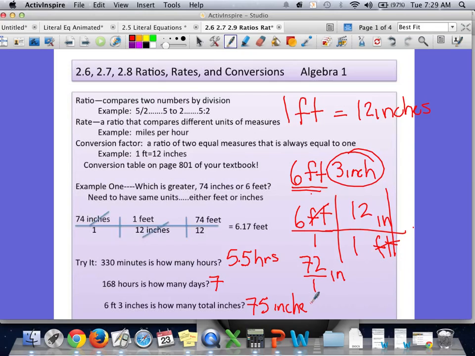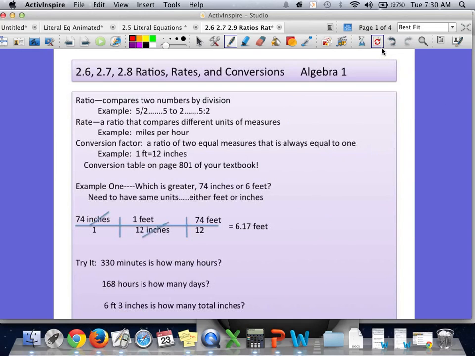Okay, you don't have to convert the 3 we already had to begin with. This 3 inches, don't worry about it. You just need to convert the feet to inches and then add those 3 inches on to it to give you a total of 75. So those are the type conversions you're going to be doing. You'll do a lot of those in chemistry. So get really good at those. Make your chemistry teacher very happy.